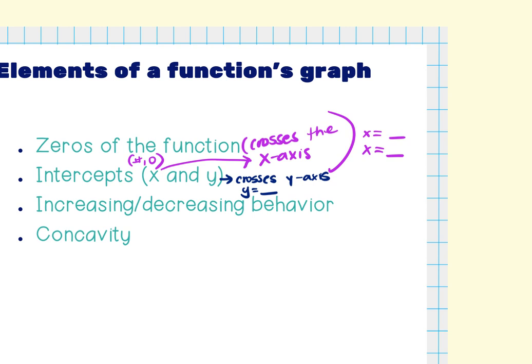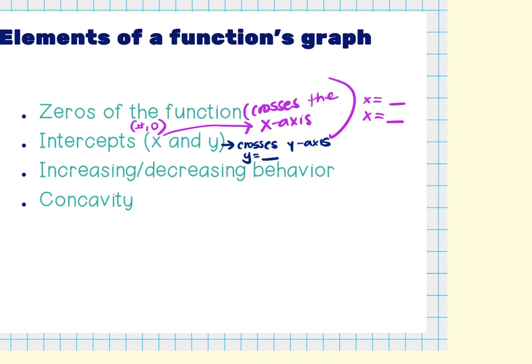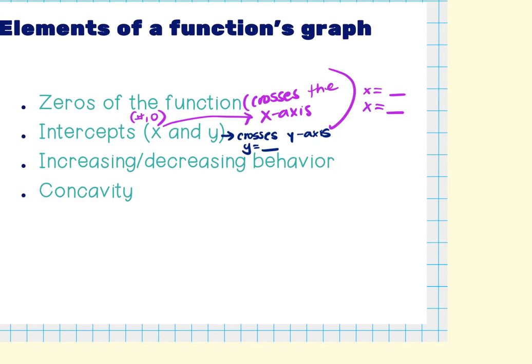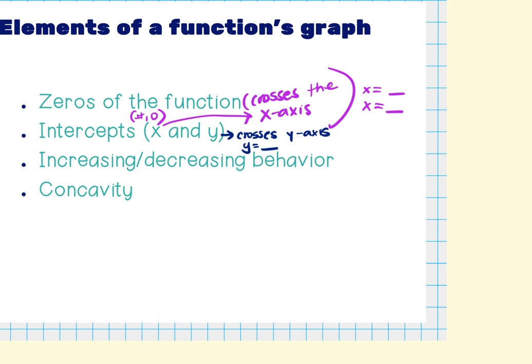Increasing and decreasing behavior, we put in what notation before? Interval notation, but we're not going to do that anymore, because why would we do something we already did? We're going to change it. So on increasing and decreasing behavior, which values do you look at, the x or the y?